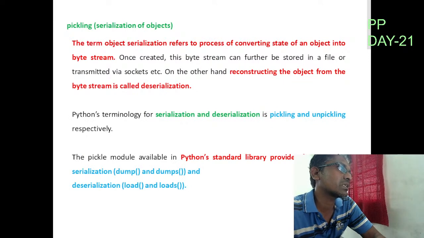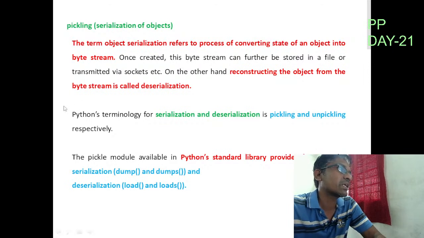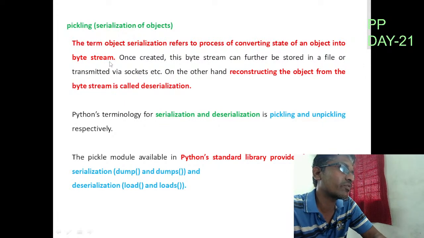So let us see, the next one is called pickling. Pickling and unpickling. Pickling is also called serialization, and unpickling is also called deserialization. What is pickling, or what is serialization of objects? It means converting the state of an object into a byte stream, which is a binary format. You convert the given text into binary format. That type of converting is called pickling or serialization of objects.